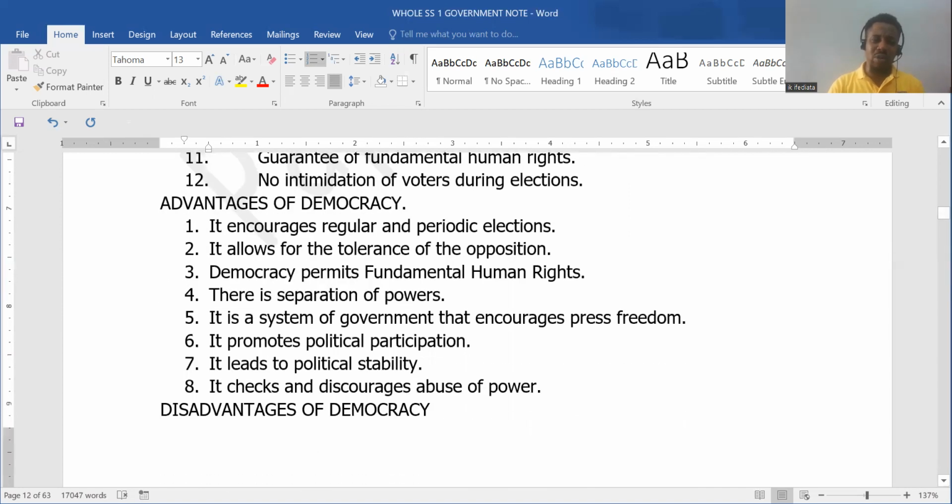So let's go forward and see the advantages of democracy. It encourages regular and periodic elections at all times, every 4 years, like in Nigeria. It allows for the tolerance of the opposition party. When the majority wins, the opposition party must be allowed to survive and criticize the majority. It permits the protection of our fundamental human rights. There is separation of power between the executive, legislative, and judiciary, so that power will not be in the hands of one governmental institution. We'll treat this topic somewhere down the line as well. It encourages press freedom. It allows popular or political participation, very crucial. Therefore, it ensures stability. So I'm going to stop here. These are the advantages of democracy.